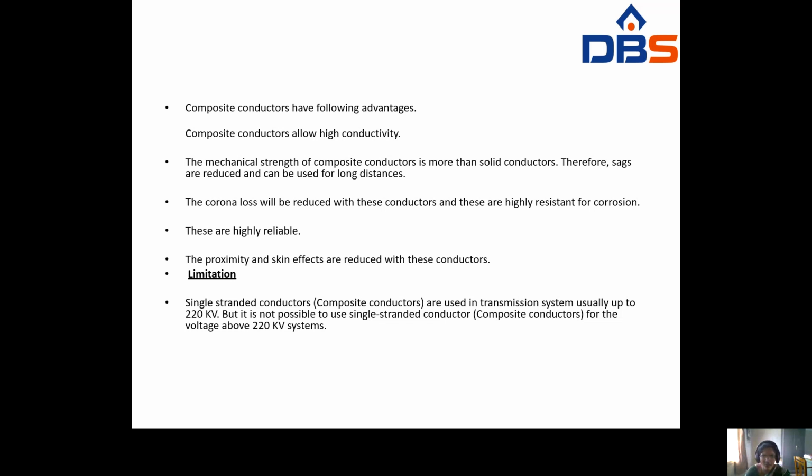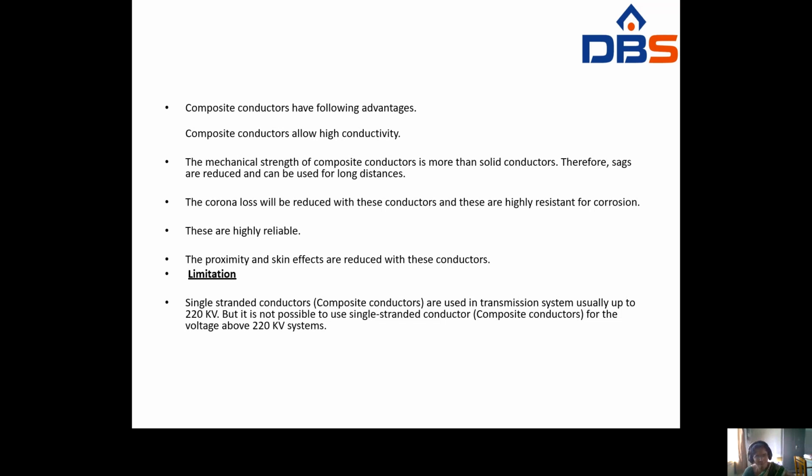The corona loss will be reduced with these conductors, and they are highly resistant to corrosion. Whenever you use composite conductors, the corona loss will be reduced, and they are very highly resistant to corrosion. The composite conductors are also highly reliable. The proximity and skin effect are also reduced with this conductor.